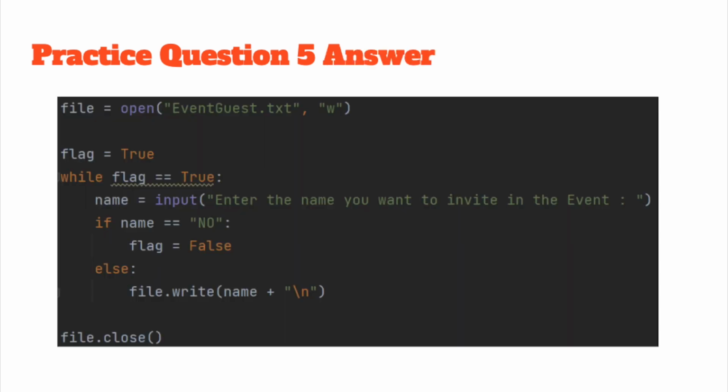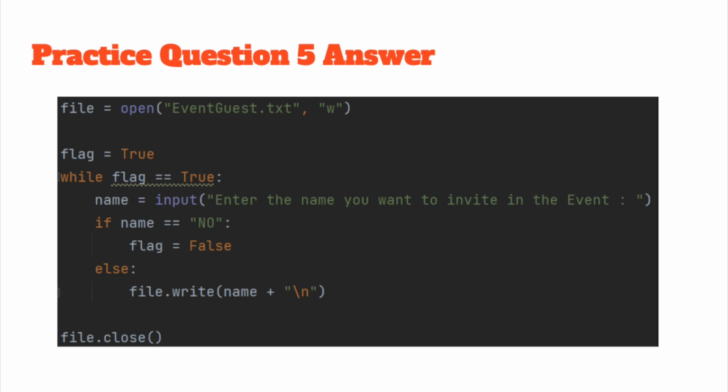Hopefully you got something like this. You've opened the event_guest.txt in write mode. Here I'm just setting a flag true because that's going to run my conditional while loop. I'm going to get the user to do an input. This input will continue until the user says no. So if name equals no, the flag is set to false and we exit the loop.